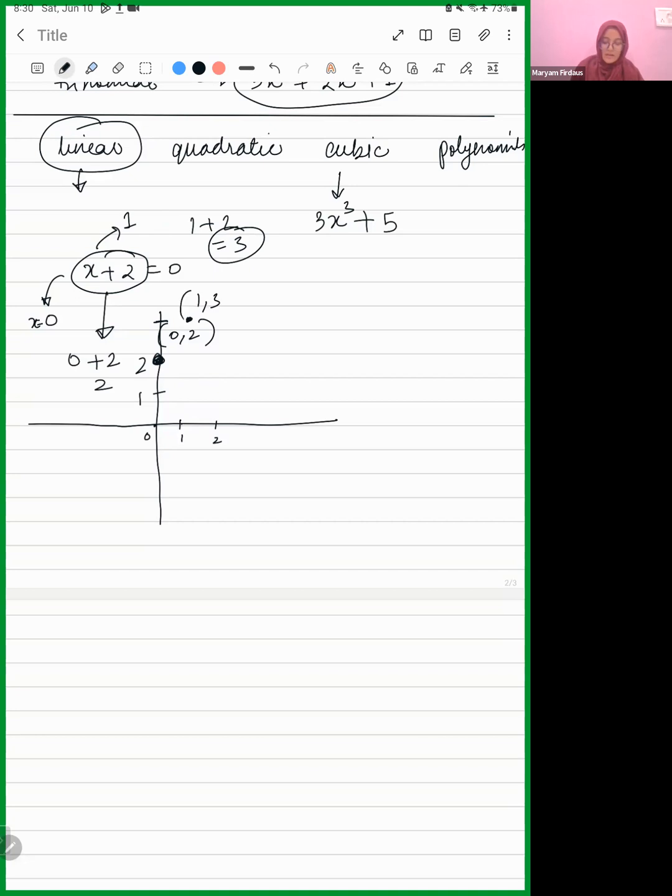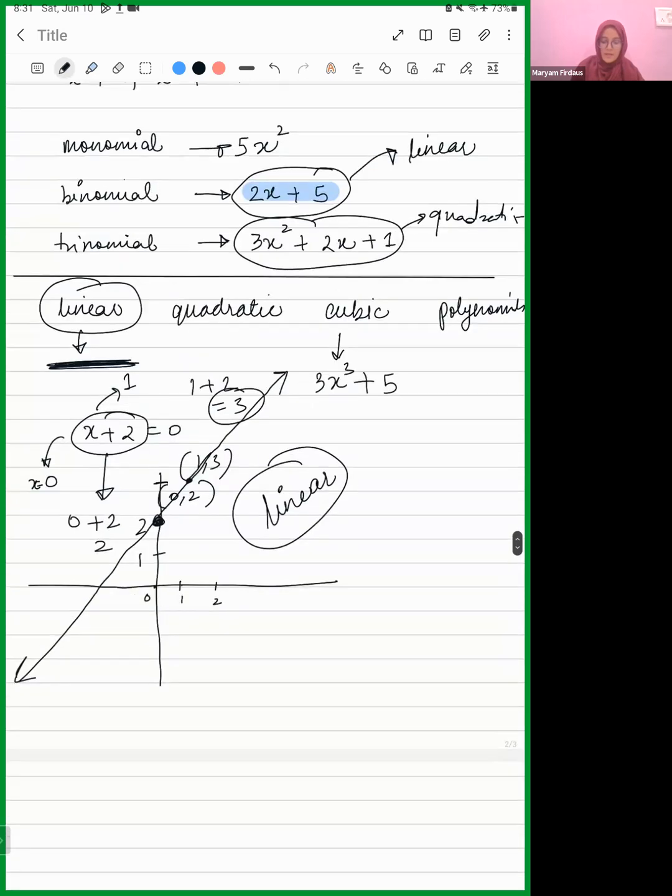So when you put in all the possible values of x and connect all the points, this turns out to be a straight line. That is where we get the word linear from, because when you plot such a polynomial on a graph, the shape you get is a straight line. Similarly, 2x plus 5, if you plot it on a graph, you're going to get a line.